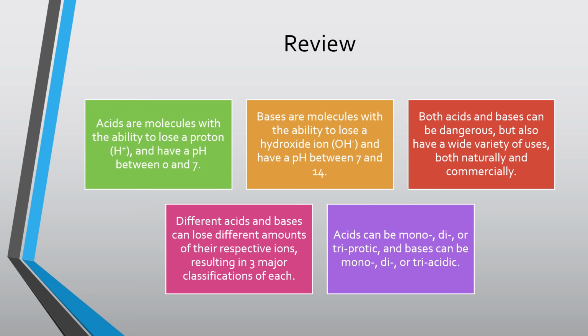Both acids and bases can be extremely harmful, but both also have a wide variety of uses both naturally and commercially. Different acids and bases can lose different numbers of ions, resulting in 3 main classification groups for each. Acids can be monoprotic, diprotic, or triprotic, and bases can be monoacidic, diacidic, or triacidic.